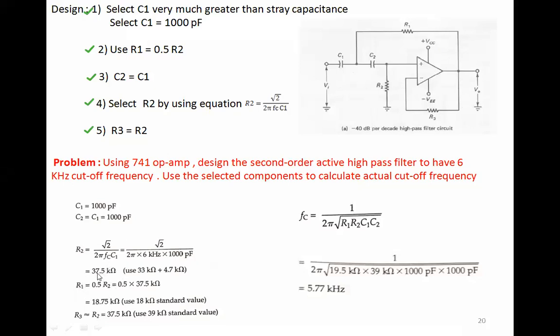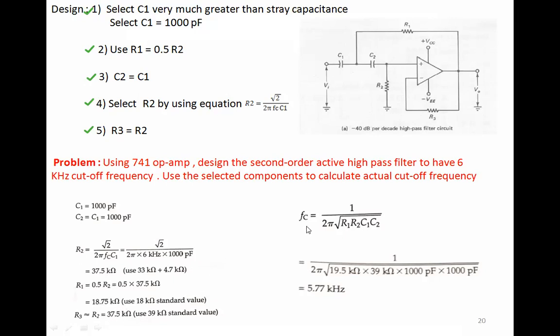Okay, so R2 is about 37.5, and R1 is half of R2. So which means 0.5 multiplied by 37.5, which is 18.75. See, a change in the decimal point is fine. Instead of 18.75, if I use 18, that's fine. But you shouldn't change it from 37 to 33. That's a huge difference. Now R3 is approximately equal to R2, so it's going to be about 37.5. So I'm going to use a 39 kilo ohm standard value. This is almost 38, so 1 kilo ohm difference, that's fine.